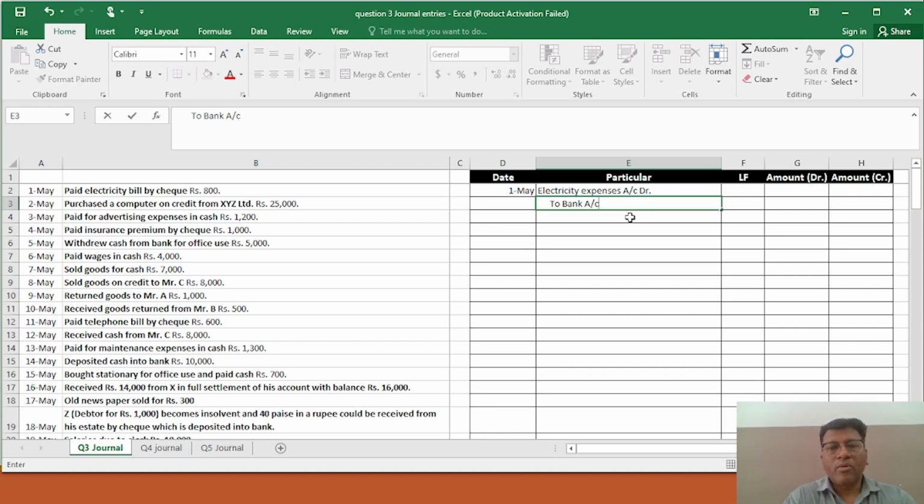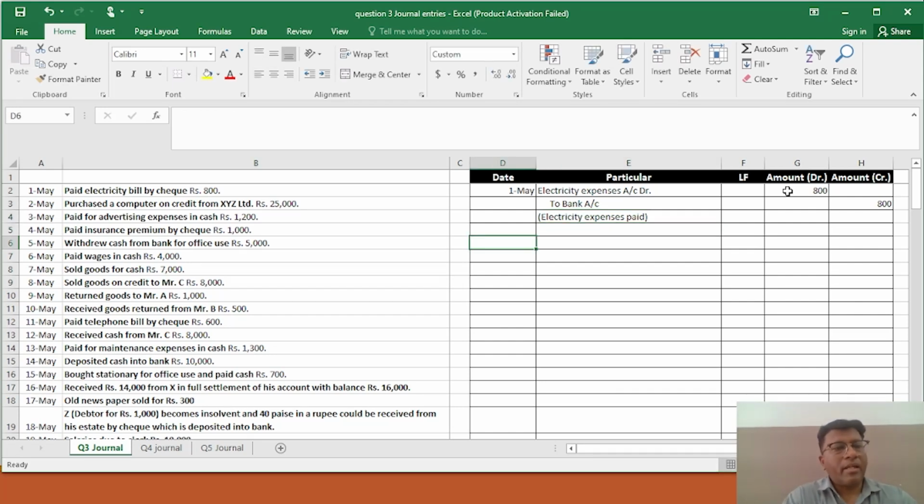So you have to write this particular electricity expenses as a debit and to bank account, because the bank balance is reduced by rupees 800, and now you have to mention the amount 800, and in the credit side also 800. So what would be the narration? Electricity expenses paid, right? So this is the particular expense you paid. So this is the transaction, and you made this particular entry.